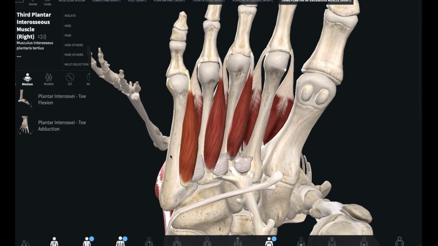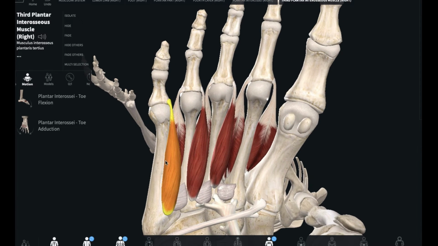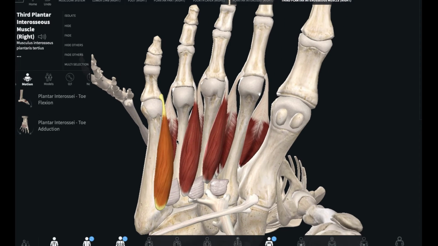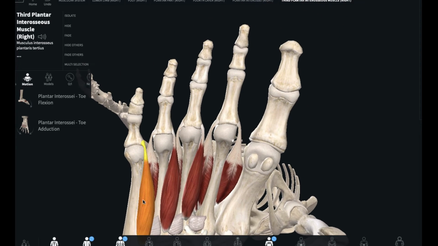Now it's not going to show. Sometimes it doesn't show all the actions, but it extends here at the proximal, and then distal interphalangeal joints. So that's a little strange, but that's kind of how it is. Flexion, metatarsal phalangeal, and then extension at the proximal and then distal.